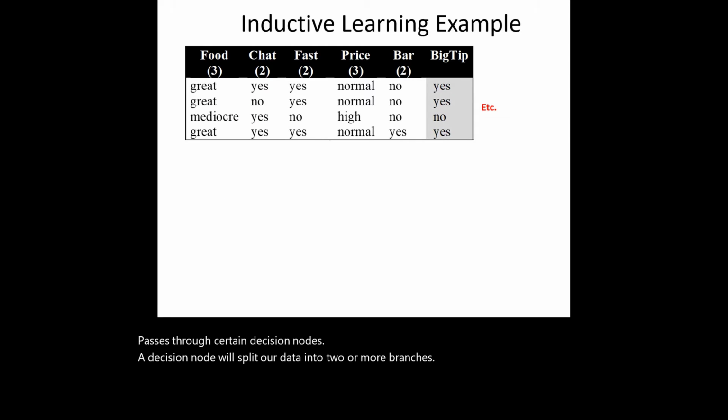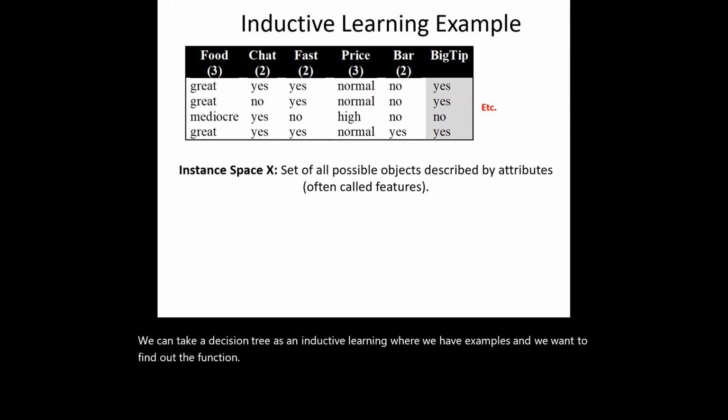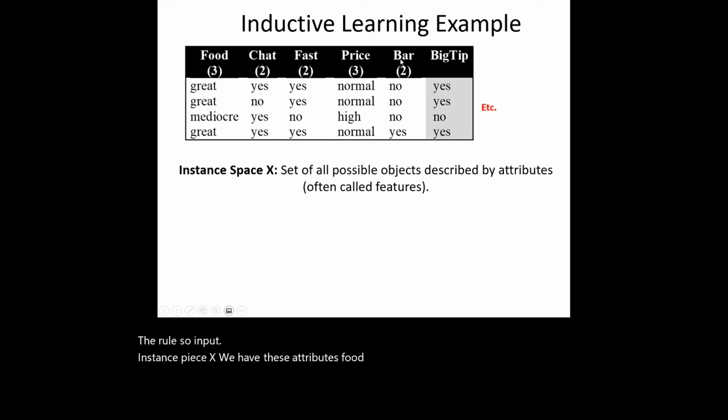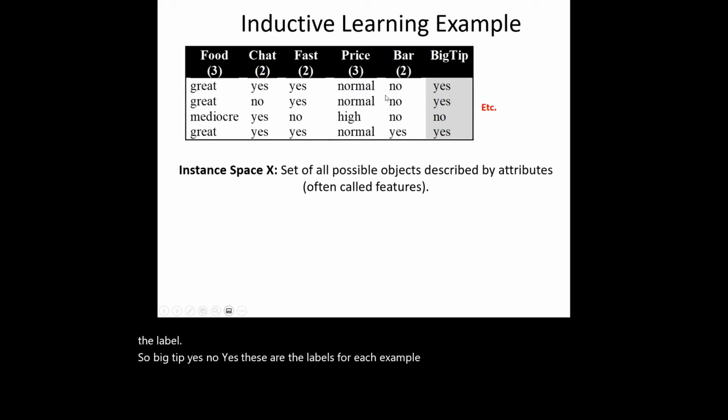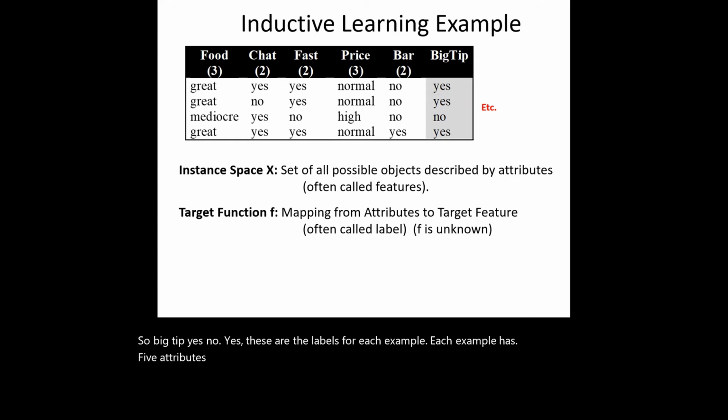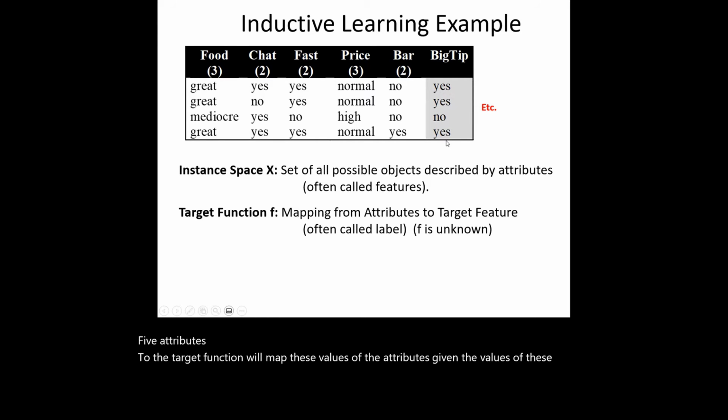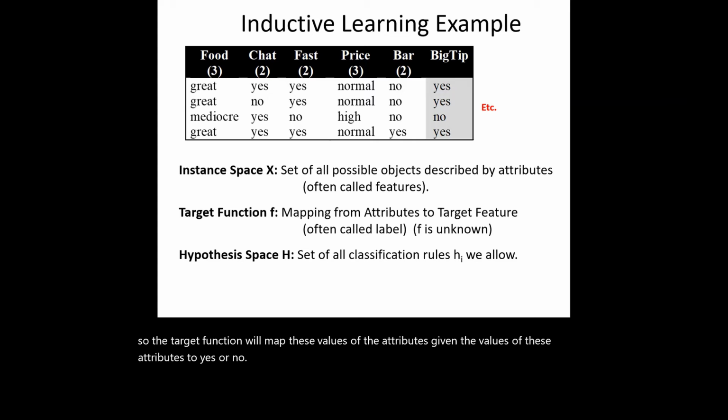For example, we can take a decision tree as inductive learning, where we have examples and we want to find out the function, the rule. So the input instance space X has these attributes: food, chat, fast, price, bar, and the amount of tip is the label. So big tip: yes, yes, no, yes. These are the labels for each example. Each example has 5 attributes. So the target function will map these values of the attributes, given the values of these attributes, to yes or no. There could be many possible functions. We refer to them as the hypothesis space.